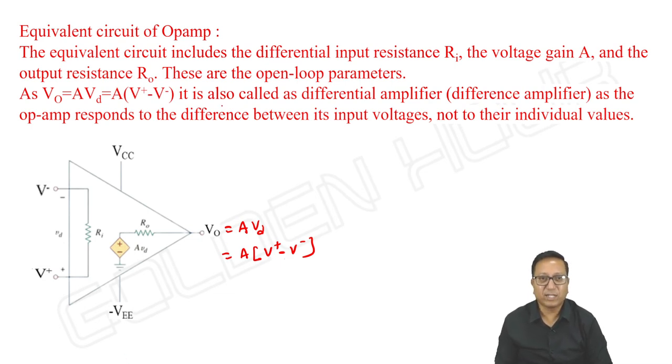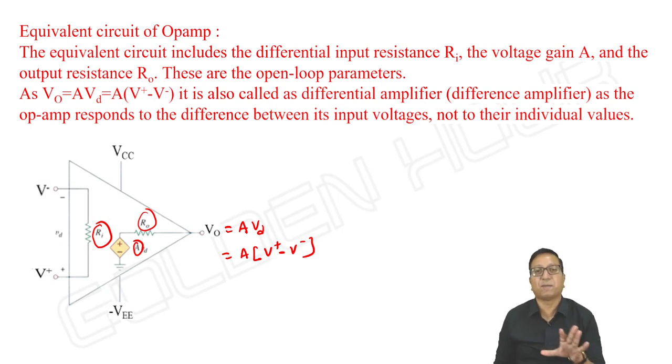So the equivalent circuit includes a differential input resistance Ri, known as the differential input resistance, a voltage gain A, and the output resistance Ro. These are the three parameters, and these are the open loop parameters. See, we are considering this circuit without applying any feedback. It's an open loop system, and these are open loop parameters.